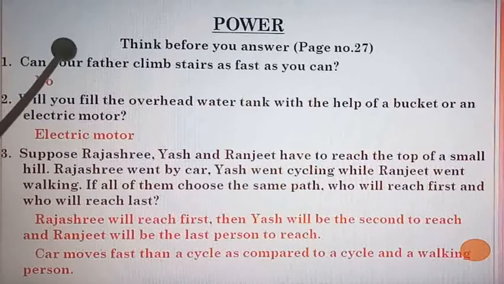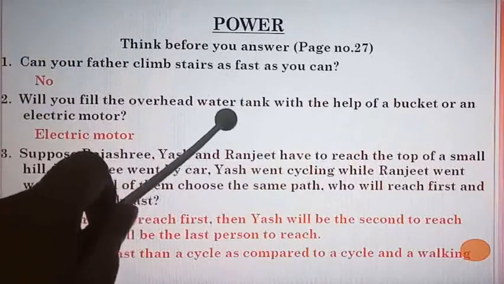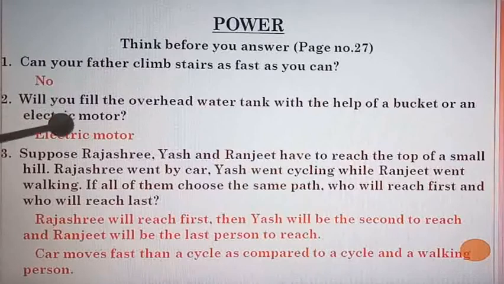As compared to you, your father will take more time. As compared to a bucket, an electric motor will fill the water fast. Means what? The work done is the same, whether climbing the stairs, filling the water, or going to the top of the hill, but the time taken by each person or each method is different. So the fast or slow rate of the work done is expressed in terms of what is known as power.